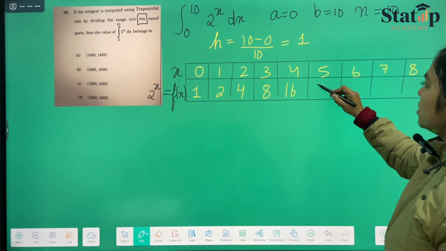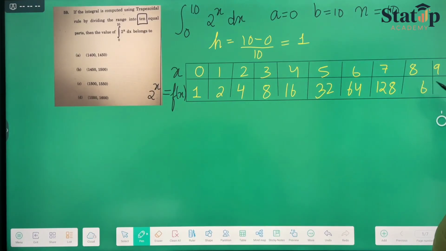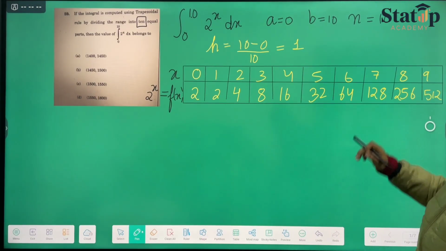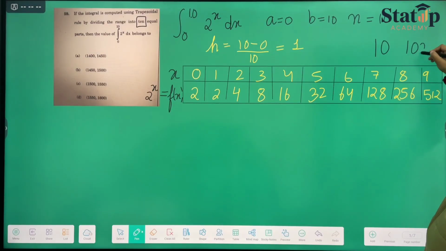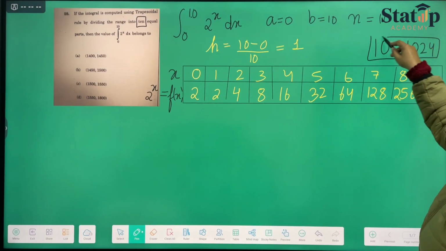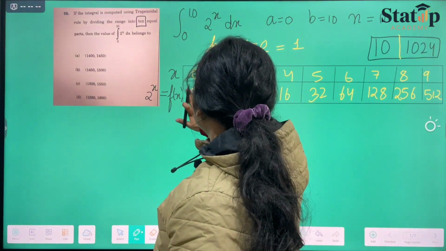then 16, 32, 64, 128, 256, and 512. When x is equal to 10, we can write it as 2 raised to the power 10, which is 1024. I'm writing it here so that you understand, because there is no space.